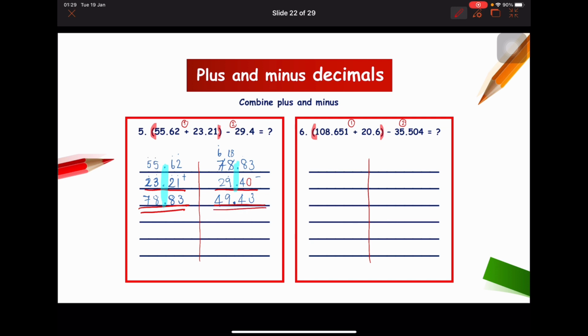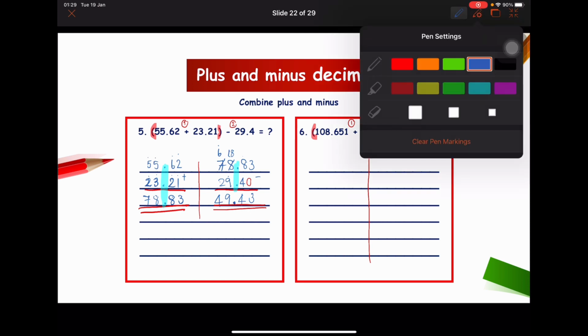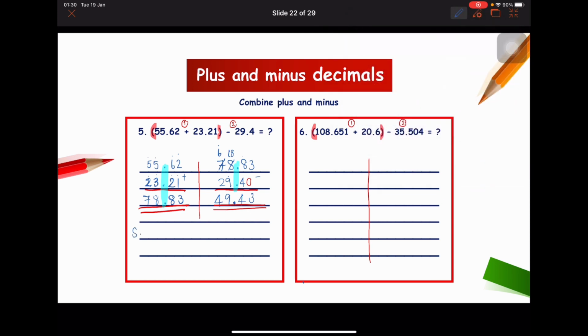The answer is 49.43. 49.43. Okay. So what? You have to write down. So equal to 49.43. Clap your hand. Finish. The last one for today. The last one, really.